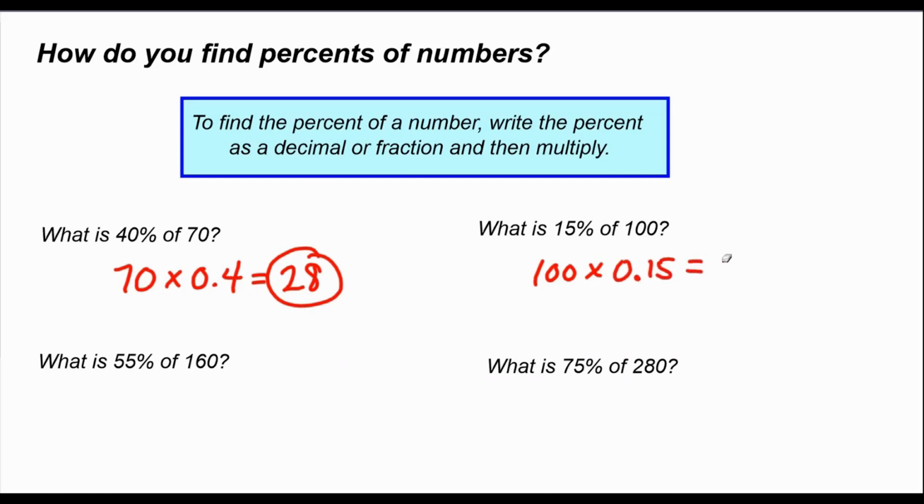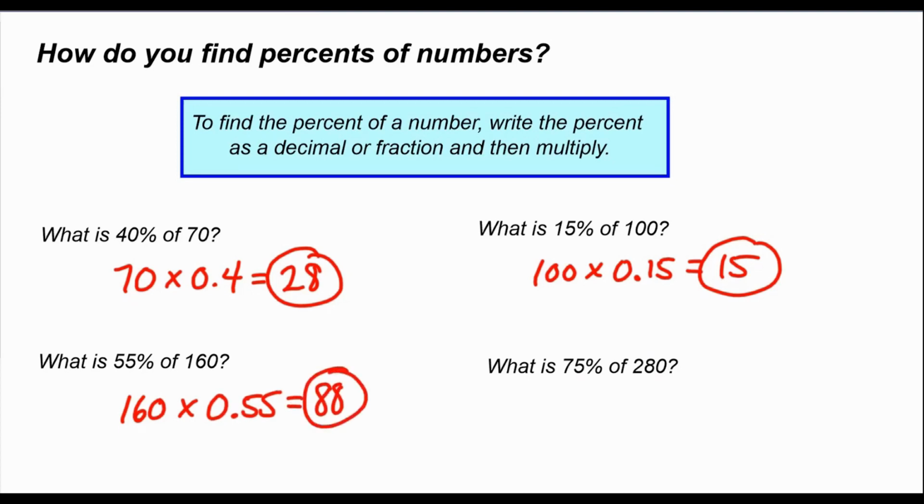And then if I multiply that, I get 15. So 15% of 100 is 15. What is 55% of 160? I'm going to take 160 and multiply that by 55% written as a decimal, and that is 0.55. 160 times 0.55 is 88. So 55% of 160 is 88.